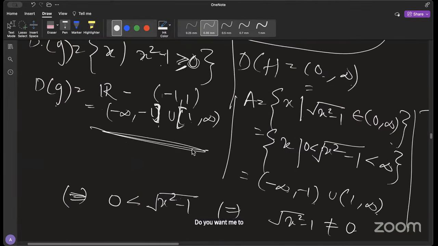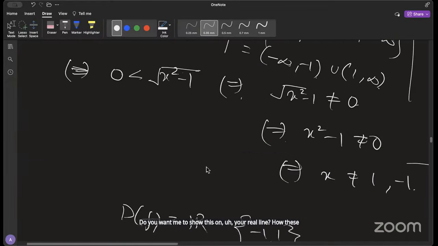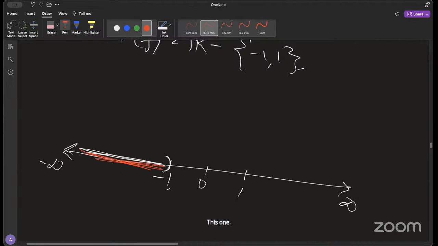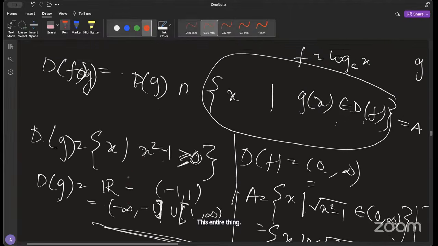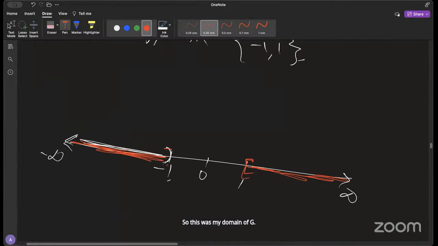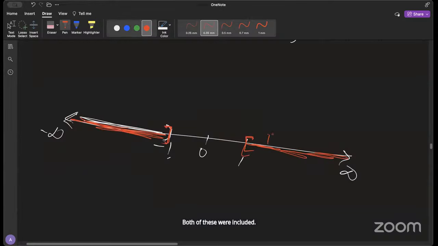Do you want me to show this on the real line, how these two look? This is minus infinity on this side, infinity on this side. This is 1, 0, minus 1. So my domain of G was this. This not included, till this. This one, this entire thing. And this not included, this entire thing. Was this included? Okay, these two are also included. So this was my domain of G. Both of these were included. This was my domain of G.